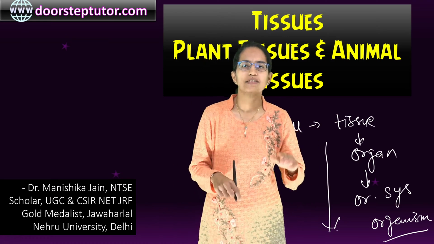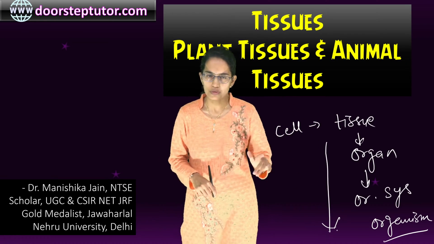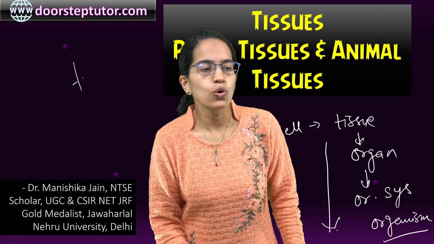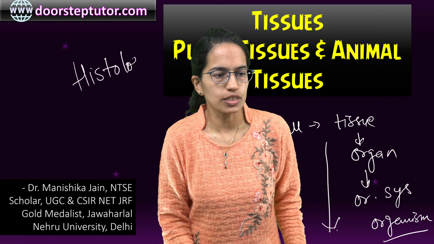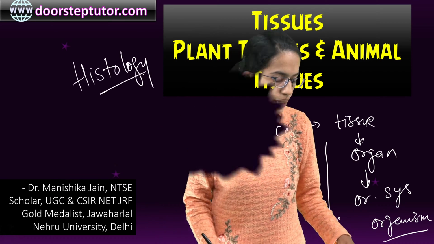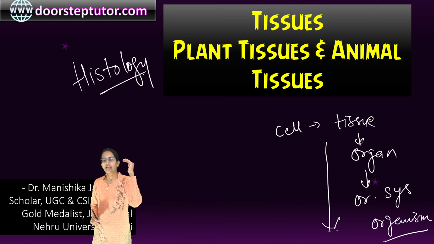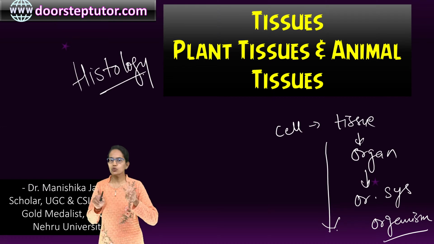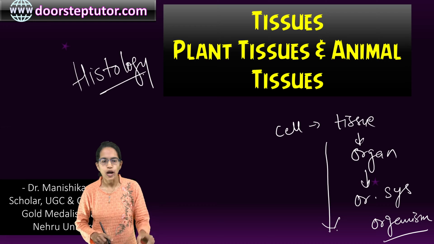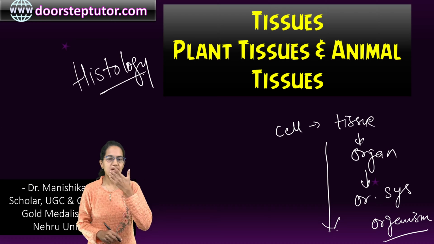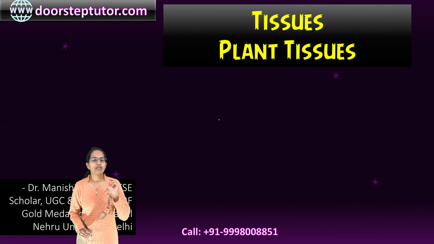In this section, we would understand what are tissues. The study of tissue is known as histology. So the term is important. It is called as histology. And then in this section, we would focus on two specific categorizations. One is the plant tissue. The other is the animal tissue.